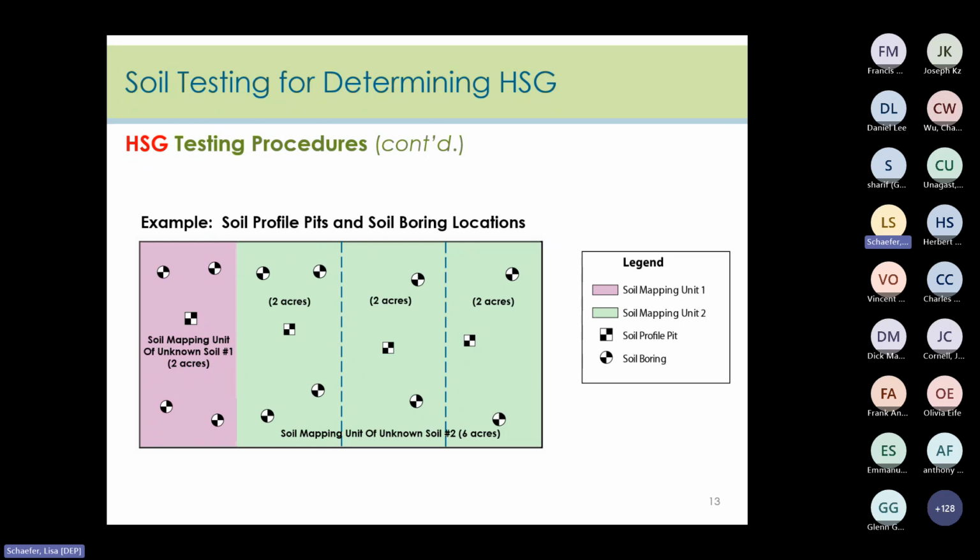For the 6-acre area on the right, that's the green shaded 3 segments, we see 3 pits and 8 borings. That's 1 soil profile pit and 4 borings for the first 2 acres, then 1 soil profile pit and 2 borings for each additional 2-acre segment. So this configuration also meets the placement requirement.